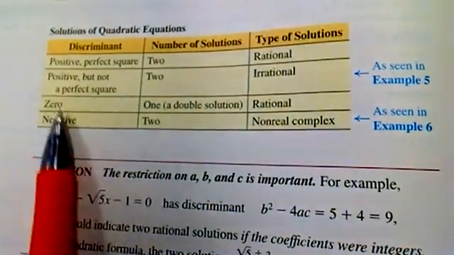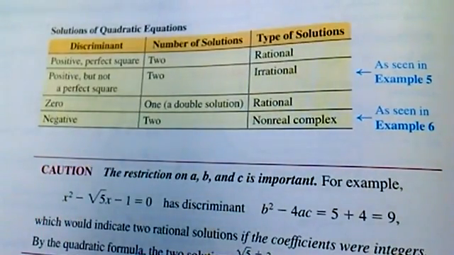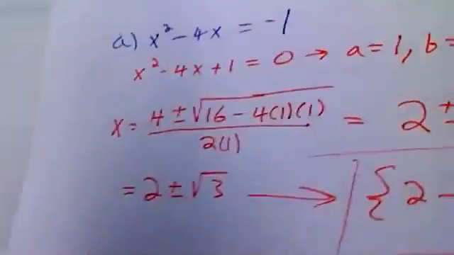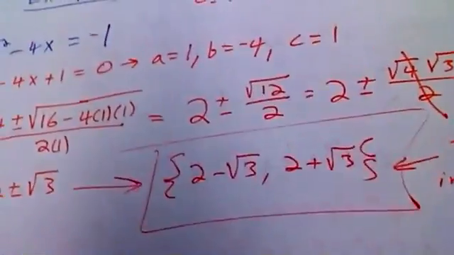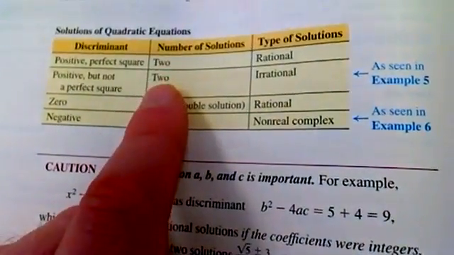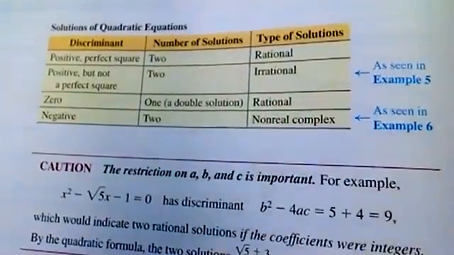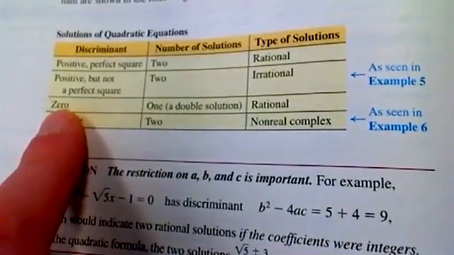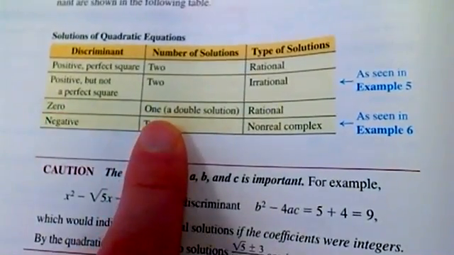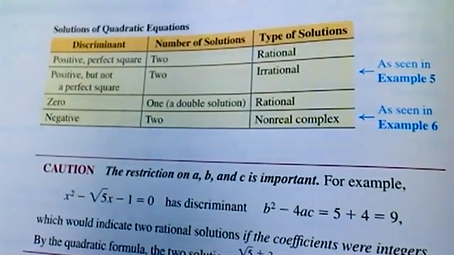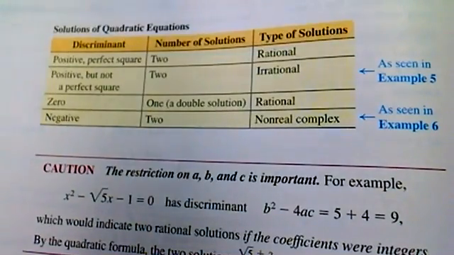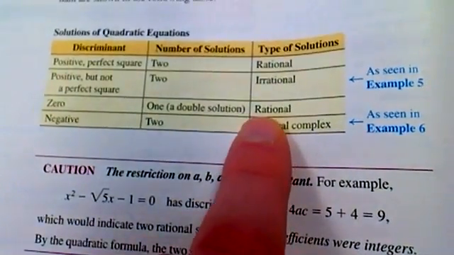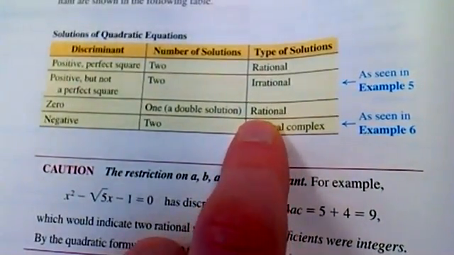If your discriminant is positive but not a perfect square, which we had in part A right here, then we have two solutions still. They're real, but they're irrational, just like we had mentioned. If you have 0 under the square root, we didn't do an example like that, then you have one solution. We call it a double solution. So it'd be something like 2 plus or minus 0 over 2. Well, then the answer is just 2. And it's still rational because there's no square root involved, because that part was 0 underneath there.